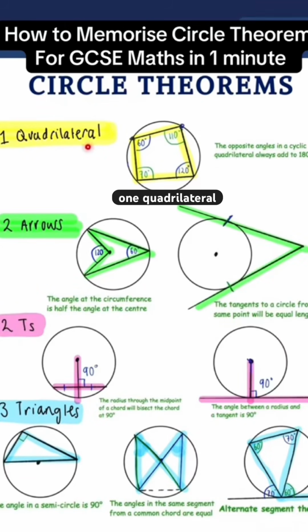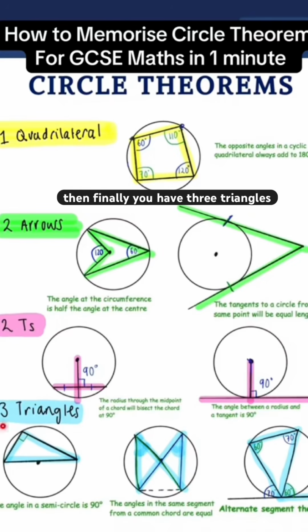So you think of it as one quadrilateral. That's the first theorem. So you have your quadrilateral within your circle, and each of the corners has to touch the edge of the circle. So that's the first one, quadrilateral. Then you have 2 arrows. You've got arrow inside, arrow outside. And that's the same thing for the next one. You've got a T inside and a T outside.